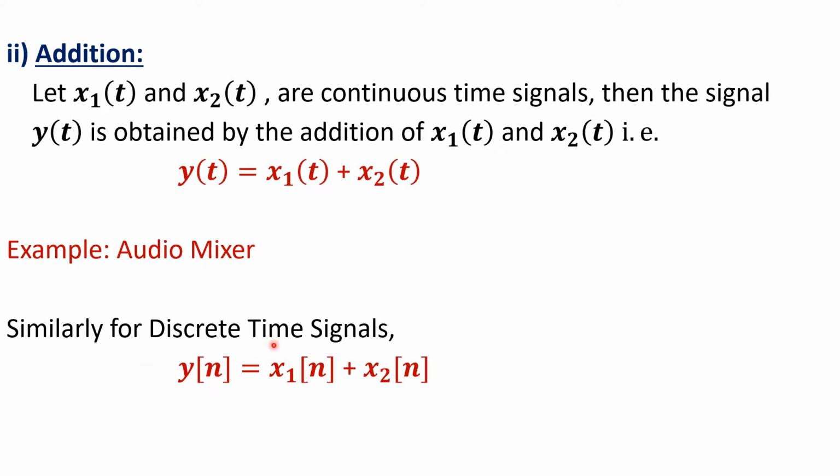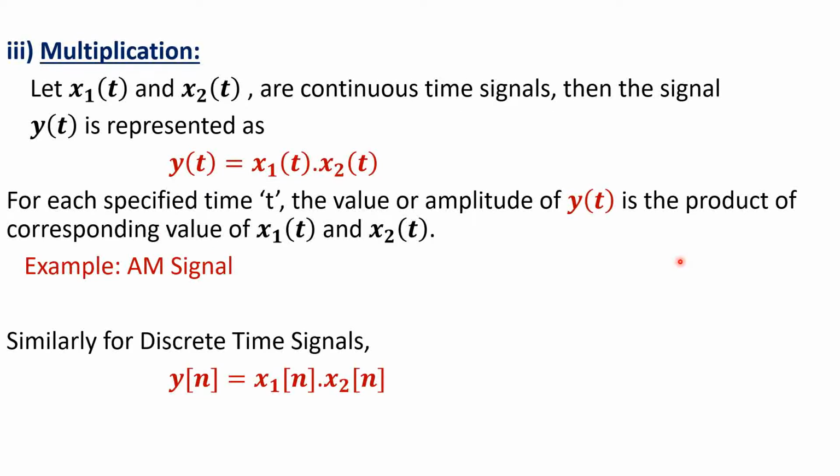Similarly, in case of discrete time signals, if x1 of n is a discrete time signal and x2 of n is another discrete time signal, then y of n can be obtained by adding these two discrete time signals, that is x1 of n plus x2 of n.